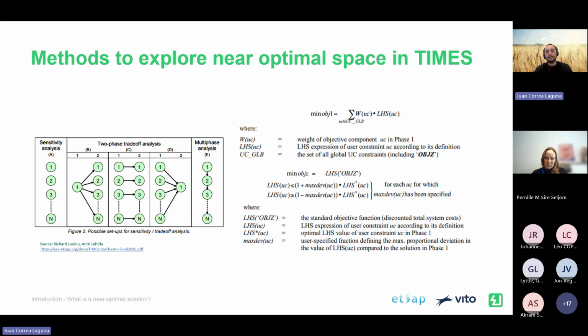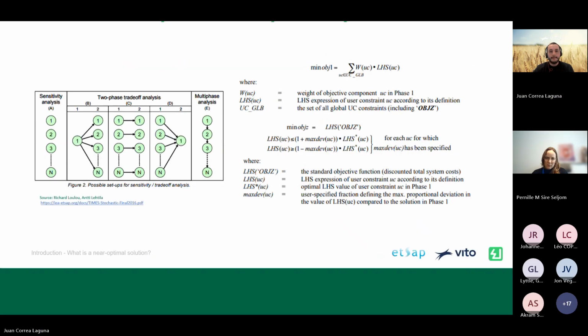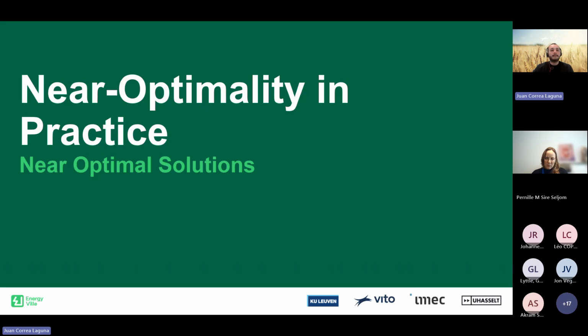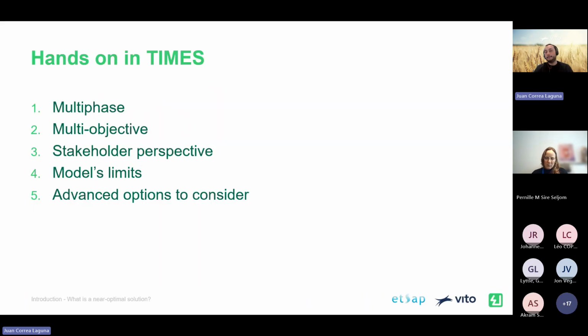So we ran it like the last time. It's also recommended in the documentation as a standard problem, so you will find prices that are meaningful. Now, in practice, how is it implemented? I divided it into 5 topics: the multi-phase, the multi-objective, the stakeholder perspective, which is also a multi-phase, testing the model limits, which I mentioned, which is basically the first and second step of the multi-phase without running the economic sense, and advanced options to consider, basically what I have been mentioning so far.